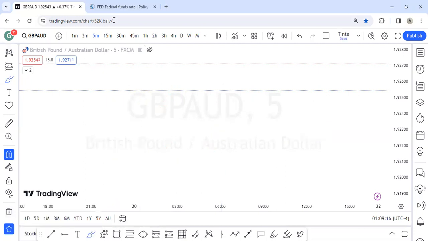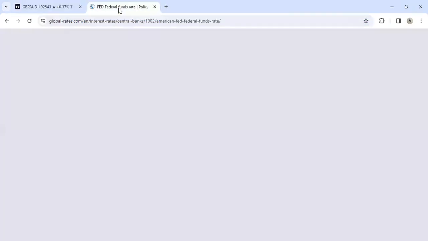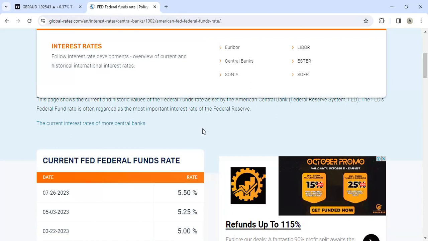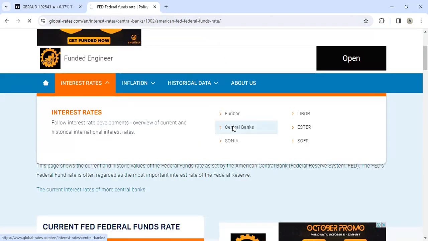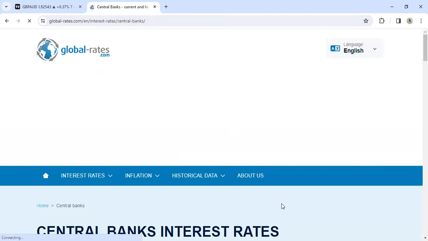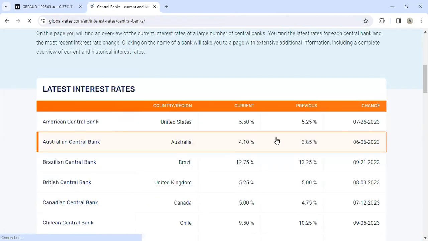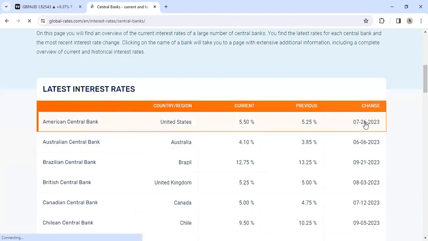Now let's look at a very simple pair. You come to this site, globalrate.com. You click on interest rates, and then you click on central banks to know the interest rates, right? So you click on that and then you come there. These are the interest rates for each currency. You can see the American bank. The current interest rate was 5.5%, while the previous one was 5.25%. And the change happened on the 26th of July. I know this was the last time it increased the interest rate, on the 26th of July, right?